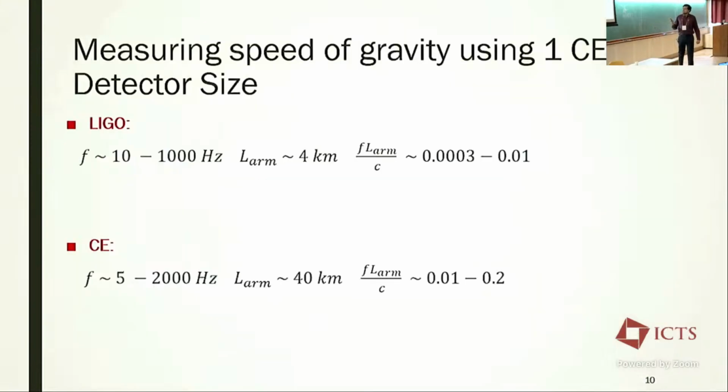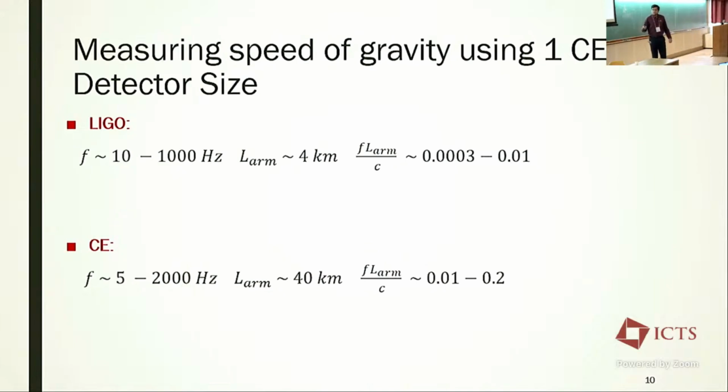There is one more effect which Professor Gopakumar was talking about this morning. So if you look at the frequency band of LIGO and the typical length of the LIGO-Virgo detectors, which is 3 to 4 kilometers, and calculate this dimensionless quantity fL/c, that's just the length of the arm divided by the wavelength of the gravitational wave. The number that you get is around 1e-2 to 1e-3.